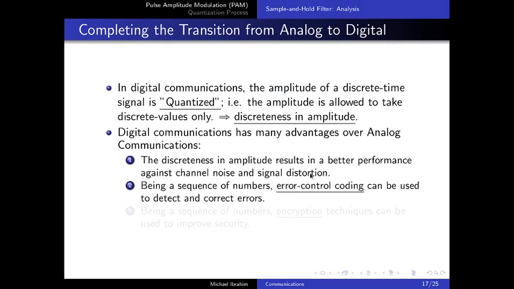The second advantage is that having the amplitudes quantized, we will get a sequence of numbers. At the end of the day, any message right now will be a sequence of numbers, discreteness in time and discreteness in amplitude. Being a sequence of numbers, we can use so-called error control coding in order to detect and correct errors. Error control coding is basically some sort of mathematical operation that can be performed on the message, the sequence of numbers we have, and then we can use it to detect and correct some errors.